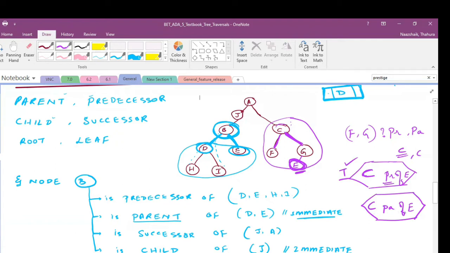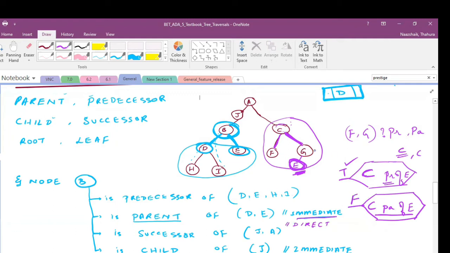However, now look at this. Is C parent of E? How about this one? Is it true or false? C is parent of E. Look at this. Parent means immediate or direct. It should be a direct connection. Is E directly connected to C? No, right? No, ma'am. So this is true or false? C is parent of E. True, ma'am. Read again. C is parent of E. Parent, ma'am. False. Okay.